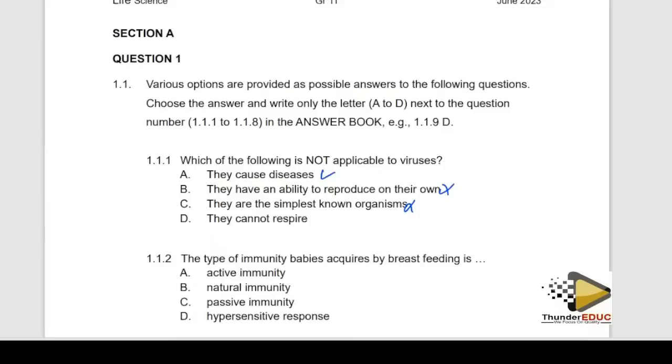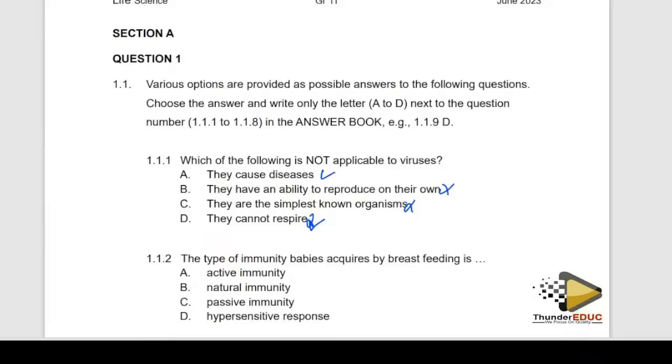They cannot respire. Can they respire? No. They cannot respire, meaning that this is correct. The simplest known organisms. Remember, they are not classified as organisms. However, because of the living and the non-living properties, sometimes you can say that yes, they are organisms, and sometimes you can say that they're just crystals. So basically, they are the simplest known.